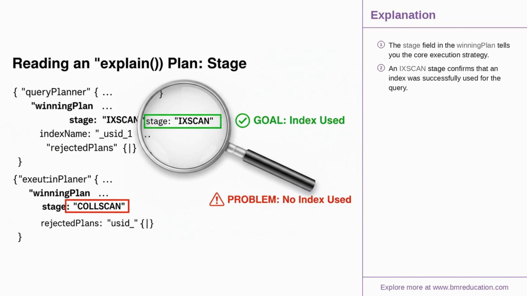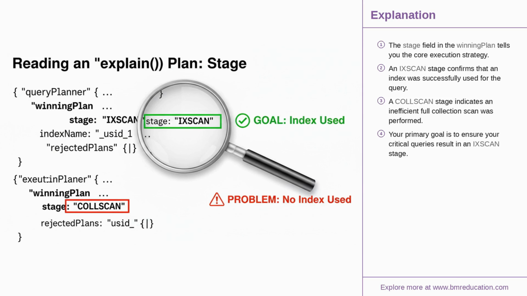The explain output can seem complex, but we can focus on a few key metrics. The most important is the winning plan's stage. If you see IXSCAN, congratulations, an index was used. If you see COLLSCAN, it's a red flag that your query is not using an index. This single piece of information is the first and most critical step in your analysis.